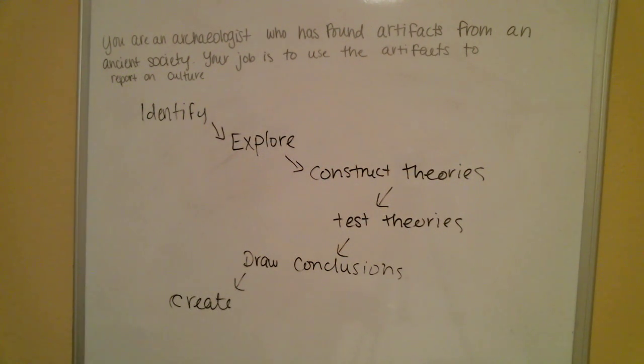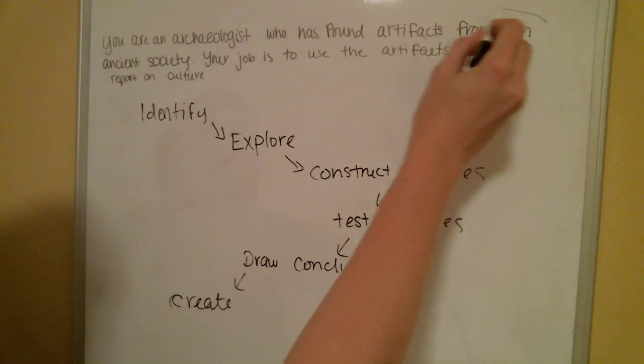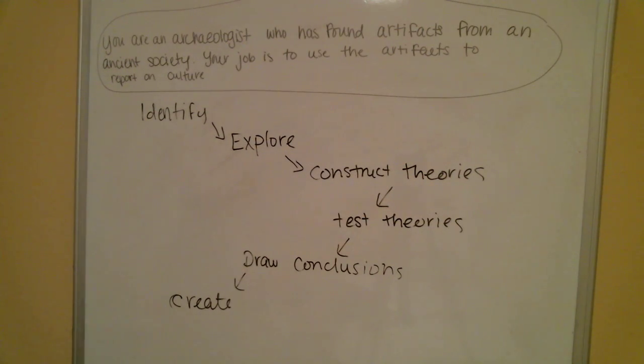Right, so what I'm going to do in this video is explain the inquiry process in a little bit more depth for you guys if you're a little bit confused. So basically, when we start off our little mini units, we have a scenario, and this is your scenario right here. Your scenario says you are an archaeologist who has found artifacts from an ancient society. Your job is to use the artifacts you found to report on the culture of the ancient society.